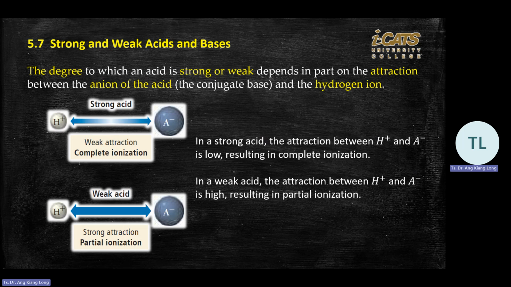This is about attraction. Attraction between H plus and the reactant element is strong because both of them are not attracted to each other. That's why they can 100% ionize. If they are partially strongly attracted, it means they want to group together. If they want to group together, they can form a compound.